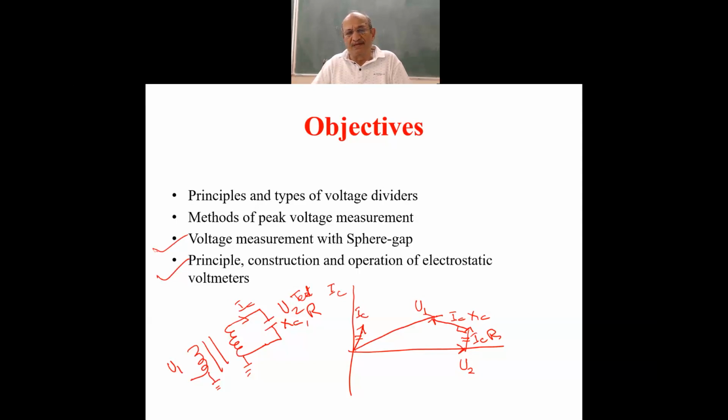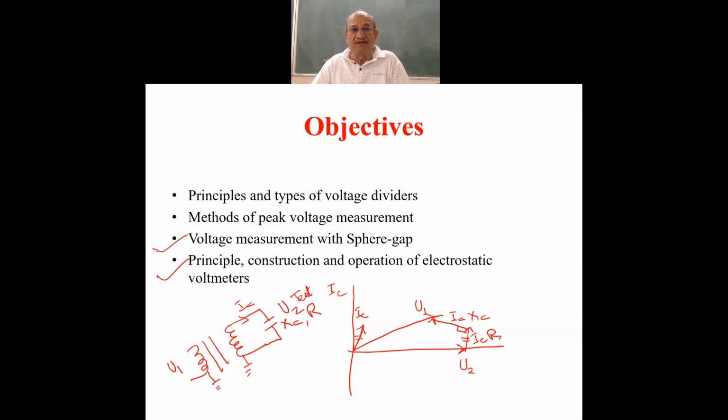Tables are still available. You can find in standards, specifications, and in the books for every possible condition. That means for different sizes of the spheres, for different gap distances, the breakdown voltage measured for AC, for DC, both polarities, for lightning and switching impulse voltage of both polarities.